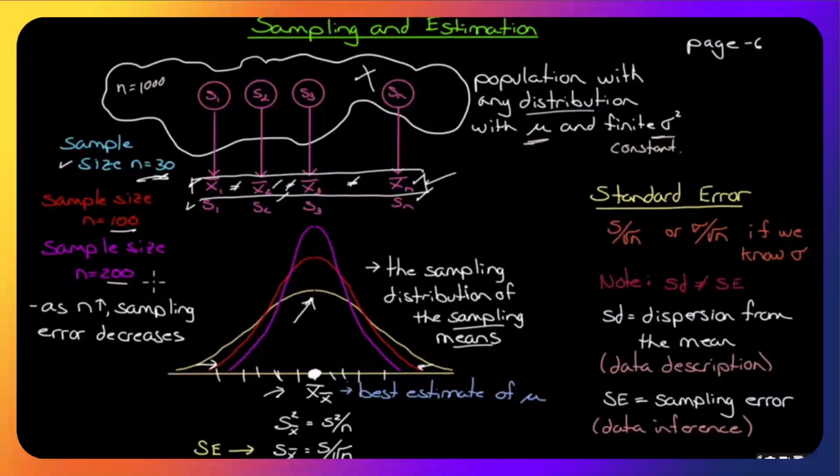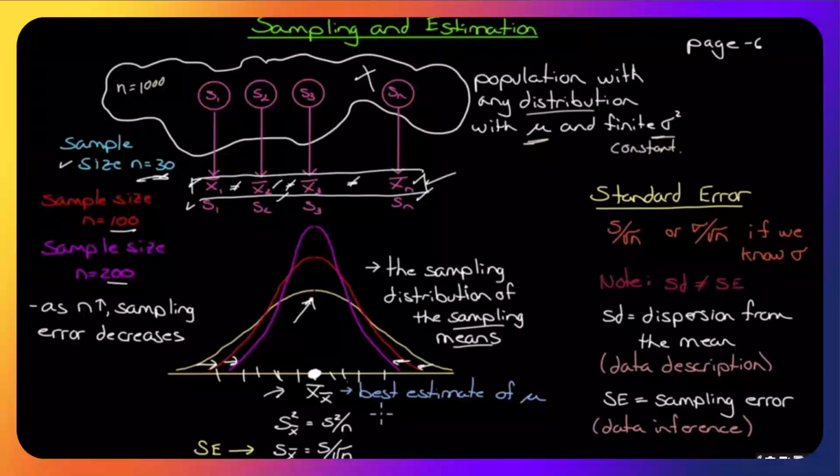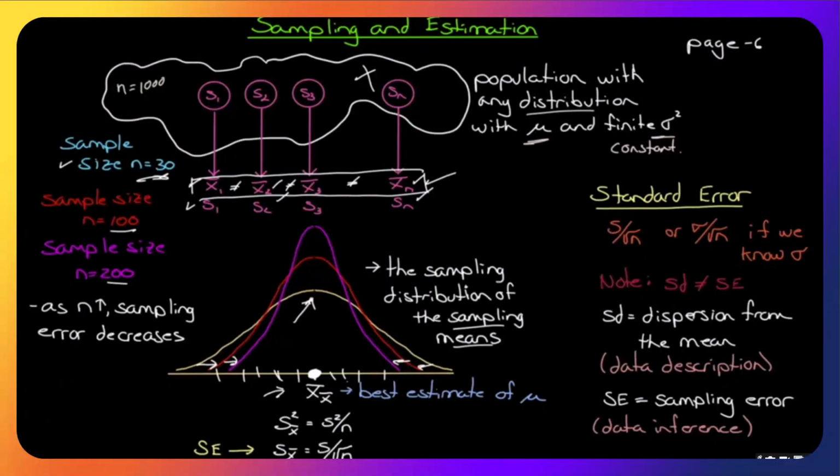Increase the sample size to 200, and look what happens. We get even more precise. And in fact, if we took a sample of 1,000, this is what our distribution would look like. It would just be one straight line. Because we're sampling the whole population now, there would be no difference between the sample mean and the population mean. This is an important statement I'm making here. As n increases, the sampling error decreases.